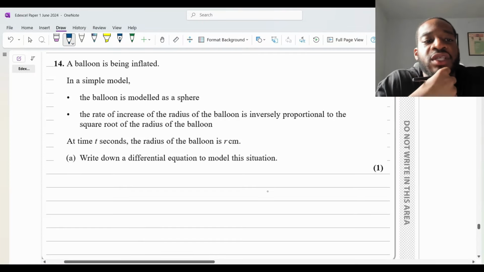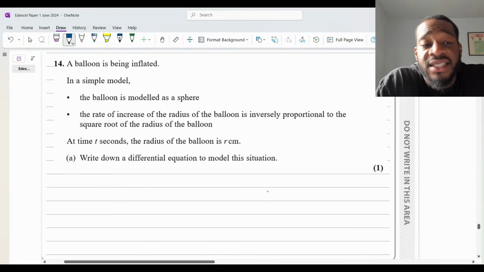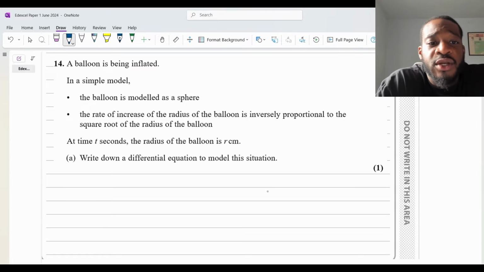Okay, so question 14. A balloon is being inflated. In a simple model, the balloon is modeled as a sphere. The rate of increase of the radius of the balloon is inversely proportional to the square root of the radius of the balloon. At time t seconds, the radius of the balloon is r centimeters. Part A says, write down a differential equation to model this situation for 1 mark.